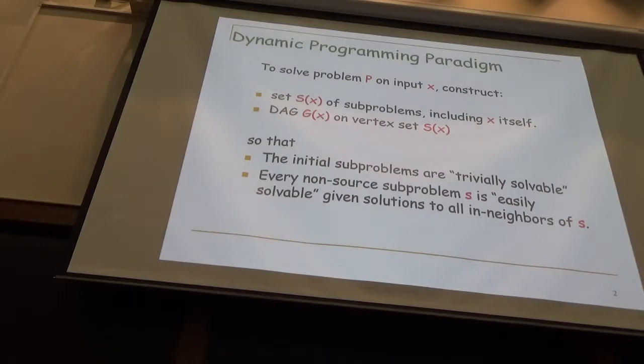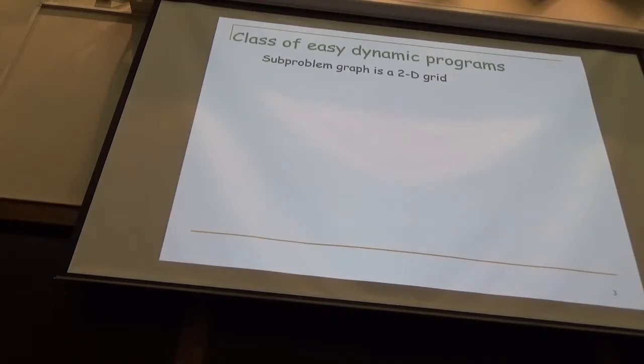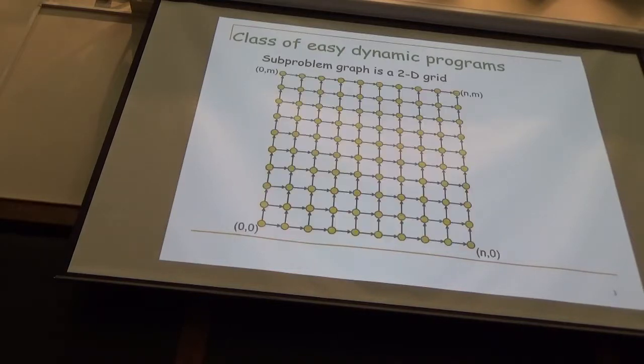And every non-source subproblem, so every node in this graph which is not a source, is easily solvable given the solutions to all of its predecessors. So that's kind of an abstract version of what dynamic programming is. And I'm going to focus on an easy class of dynamic programming, where the subproblem graph is a two-dimensional grid. So it looks something like this.